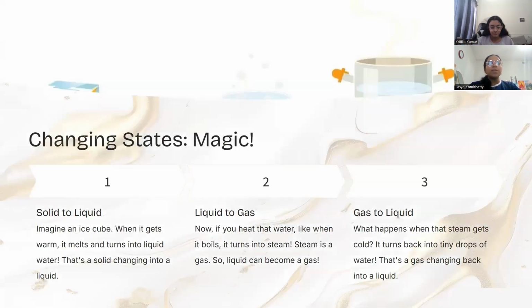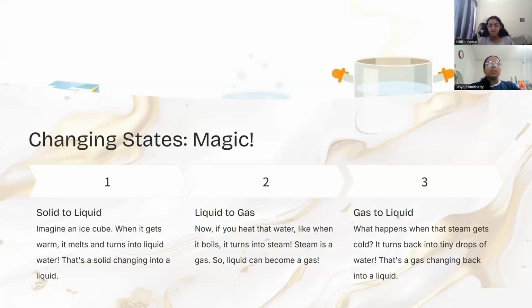Now, let's talk about how the different states of matter that we talked about can change from one to another. It's very magical, right? So first, let's talk about how a solid changes to a liquid. Imagine an ice cube. When it gets warm, it melts and turns into liquid water. That's a solid changing into a liquid.